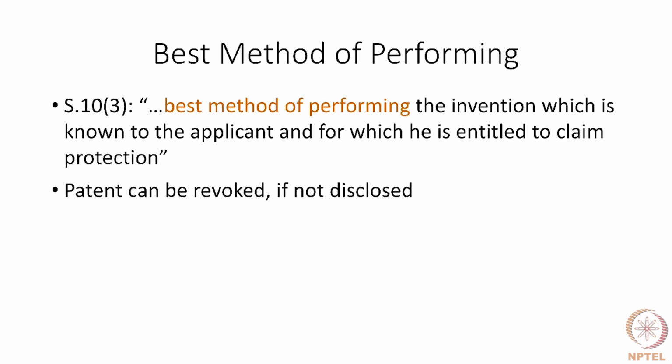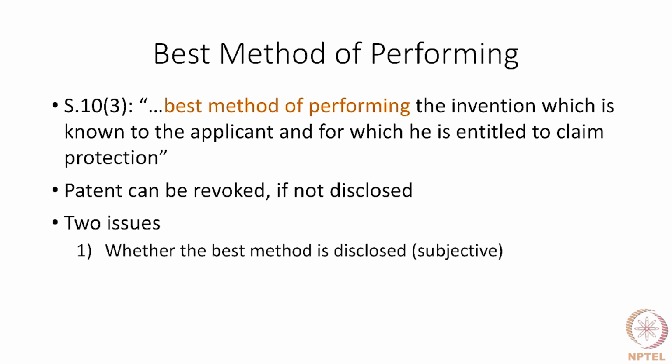Now the patent, again, as we have seen in section 64.1h, it can be revoked if you do not disclose the best method in your specification. Now there are two issues that come out of the best method requirement. The first one is a subjective issue, which is whether the best method is disclosed, whether the best method has been disclosed by the applicant.